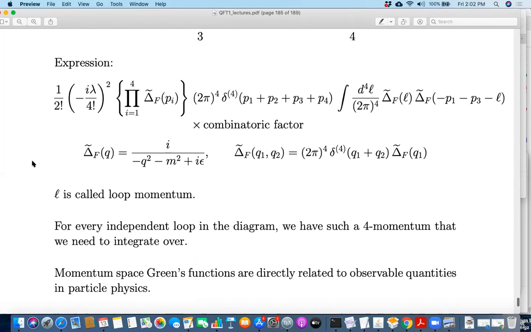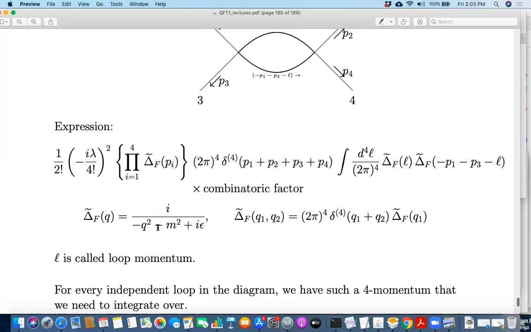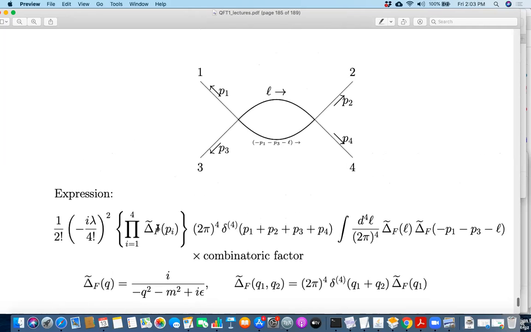Okay. So this L that is being integrated over is typically called the loop momentum. And it's called the loop momentum because you can easily convince yourself that for every independent loop in the diagram, we have such a 4 momentum that needs to be integrated over. And again, you can draw analogy with the circuits, right? Any circuit that has no loops, there the current flowing through each resistance can be determined just from current conservation at the vertices.